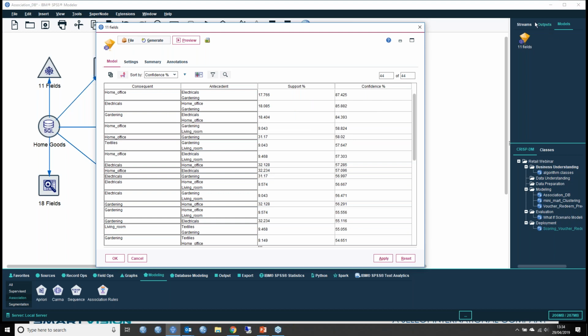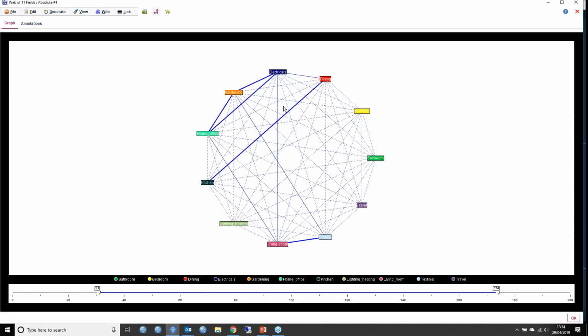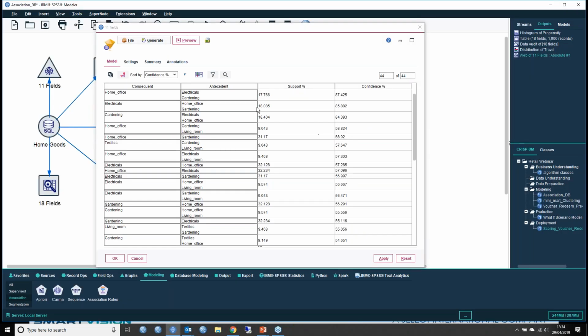So it's basically that three-way relationship that we were seeing initially here. Just basically showing this relationship here in this triangle of electricals, gardening, and home office. It's just showing that to us as a series of rules. And there's other things we can do here.